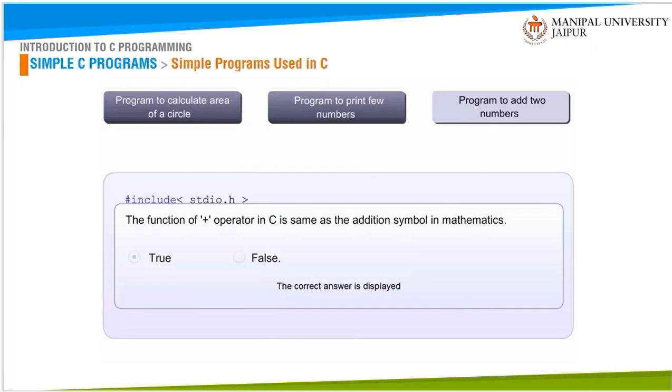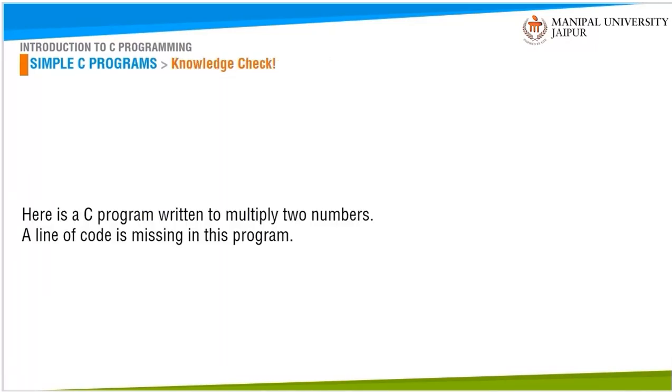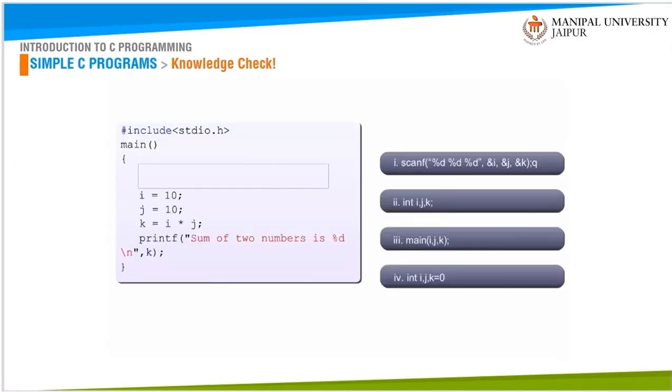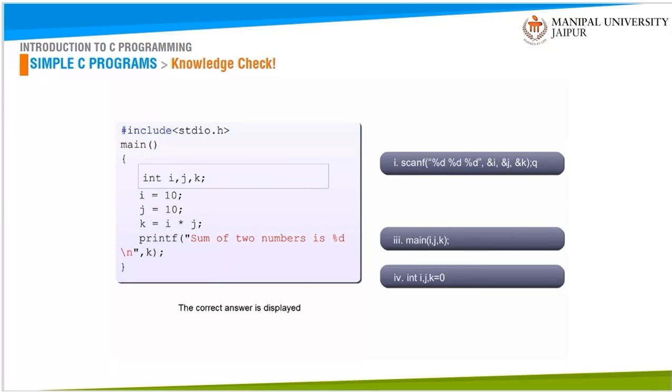Now that you have gone through these three programs, let us look at a question. Here is a C program written to multiply two numbers. A line of code is missing in this program. Let us see what it is. Given here is a program on multiplication of two numbers. Identify the correct answer from the options given. Yes, you are right. The initialization of variables is missing in the program.